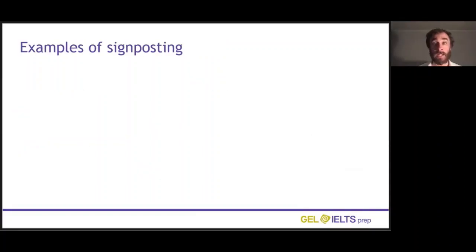I'm going to read an example answer from part 2 of the IELTS speaking test. In my answer, there are several examples of signposting language. I'm going to show these to you while I'm speaking. The question asks me to speak about a person who has influenced me a lot in my life. Okay.